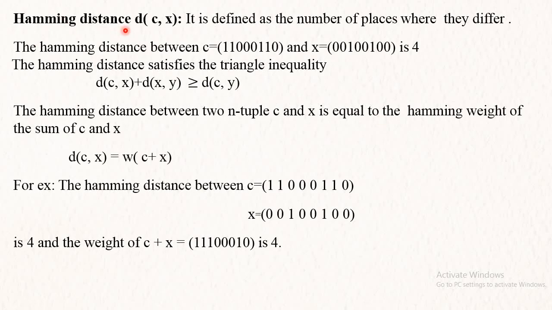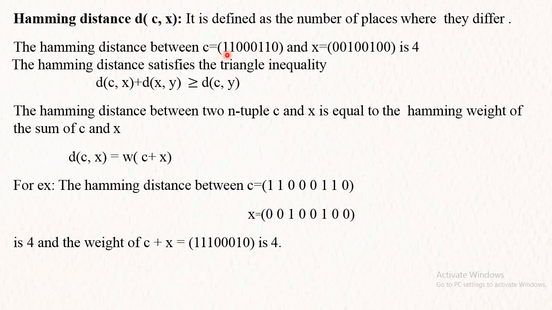Next point is the Hamming distance, d(C, x). It is defined as the number of places where they differ. The example given here: C is a code word, 1 1 0 0 0 1 1 0, and x is equal to 0 0 1 0 0 1 0 0. So the Hamming distance between them is nothing but the number of positions at which they differ. We compare the values between them, and from that we find out the Hamming distance.